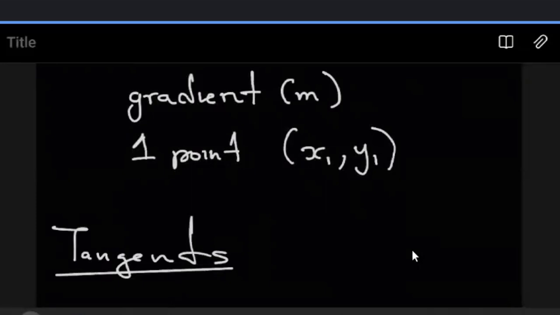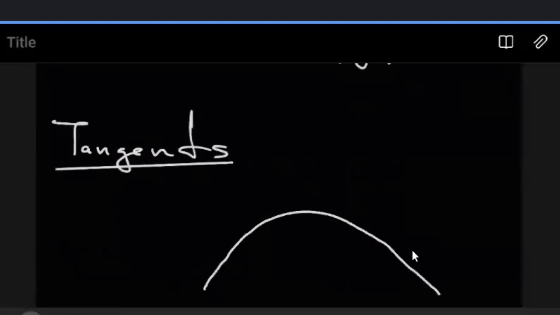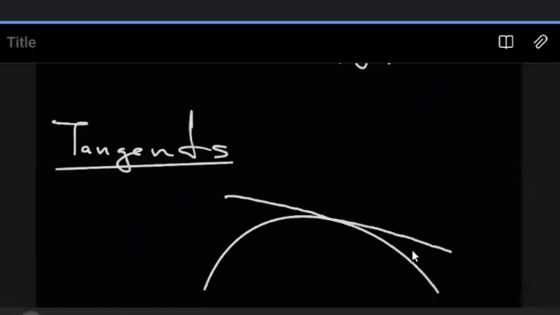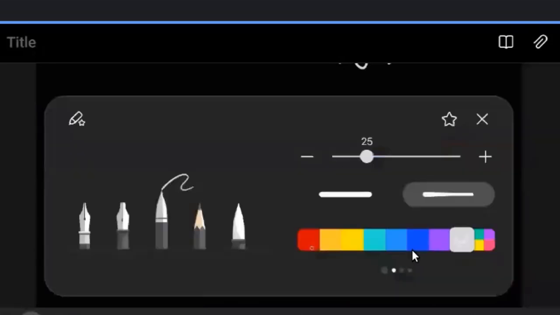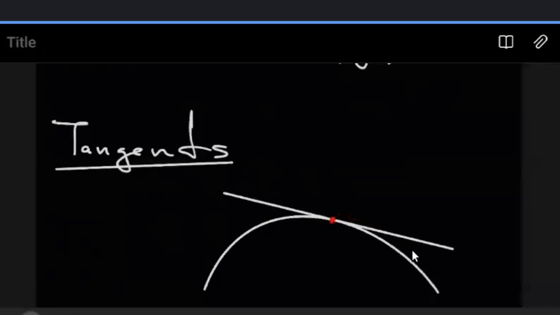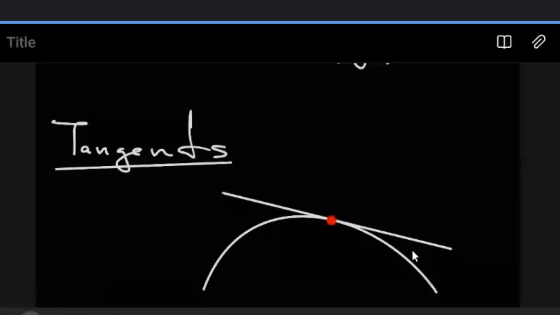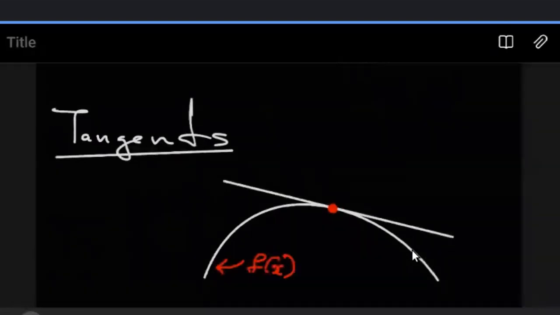Now, to get a tangent, if you're given a graph, let's say like this, I think we looked at this some time back. To get the tangent at any point, the first thing that you'd have to do is first get the gradient at that particular point. Let's say you wanted to find the equation of a tangent at a particular point there. But what you know is the function here, f of x.